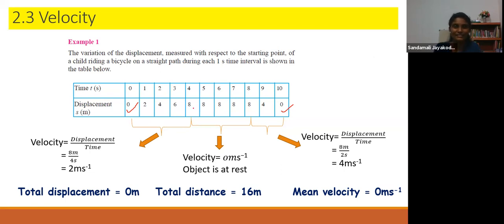Here we can tell that it went 8 meters in a particular direction and then back another 8 meters. So the total distance is 16 meters. When we take this region, we can find the velocity is 2 meters per second. Here velocity is 0 because there is no displacement at that time. But finally we have another velocity. Here we have to mention that it is in the opposite direction. Here it is not mentioned correctly.